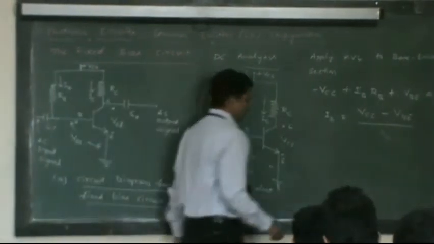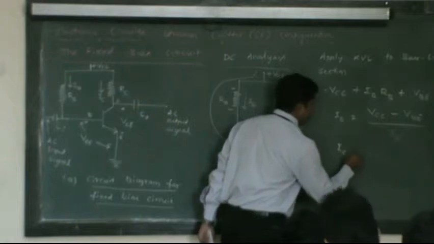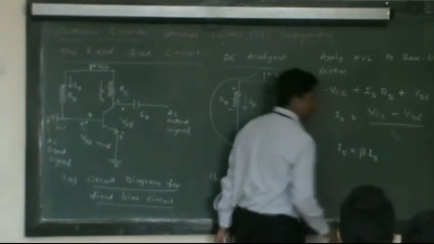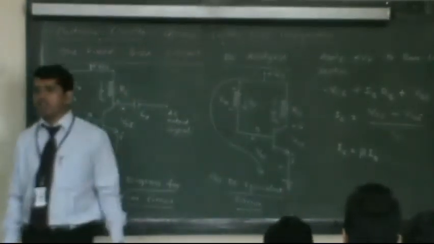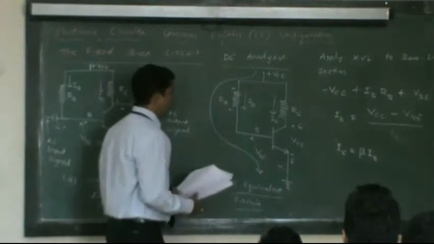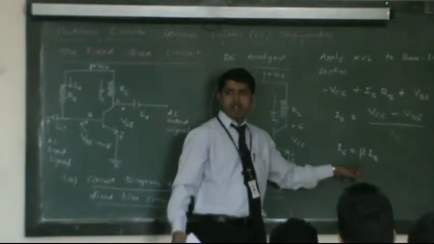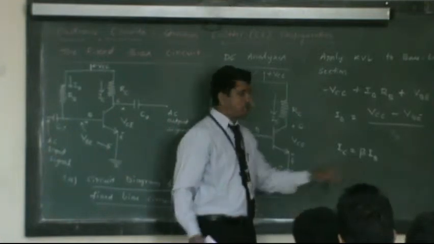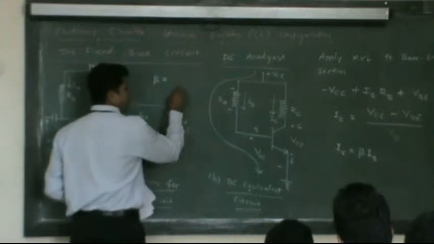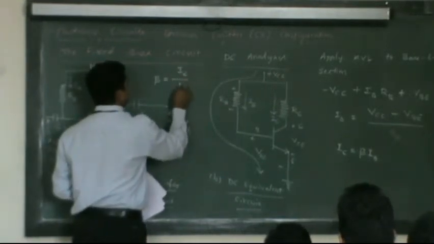Also we know that for a common emitter configuration, IC is equal to beta times IB. This is a popular current gain equation. How do you calculate current gain in common emitter configuration? Beta is called the gain factor. Beta is equal to output current by input current. What is the output current? IC. The input current is IB.